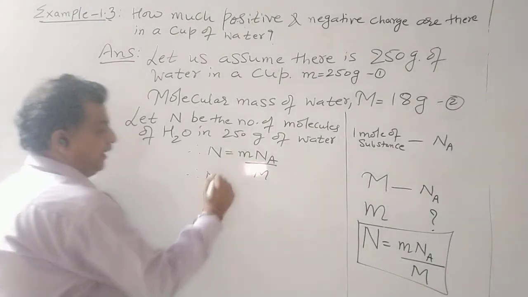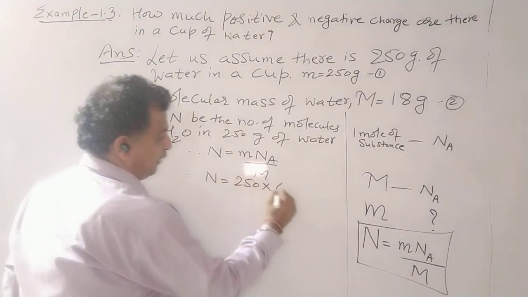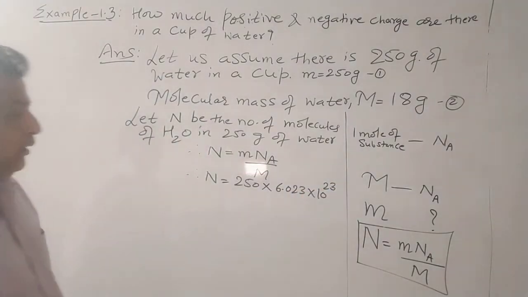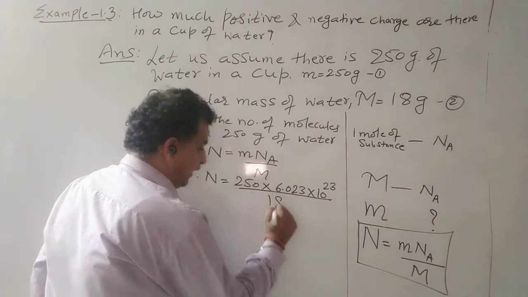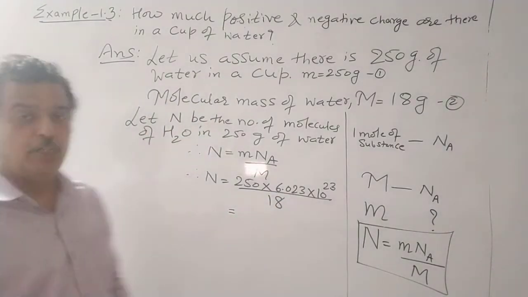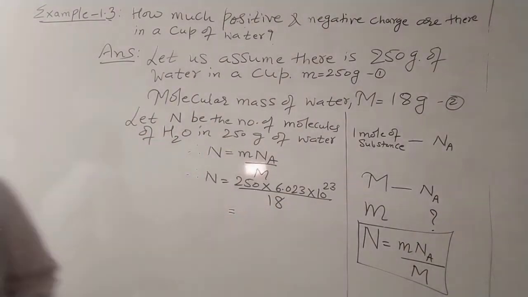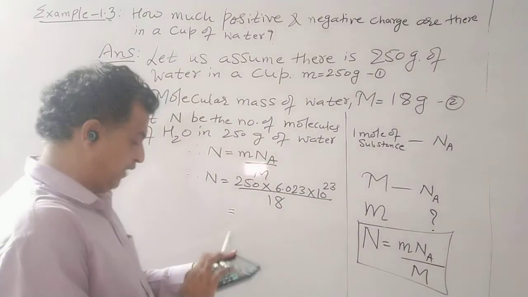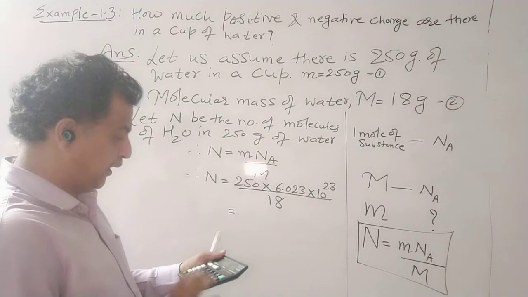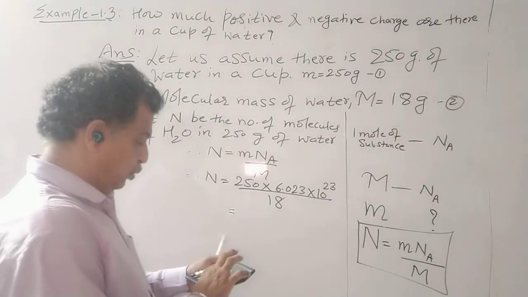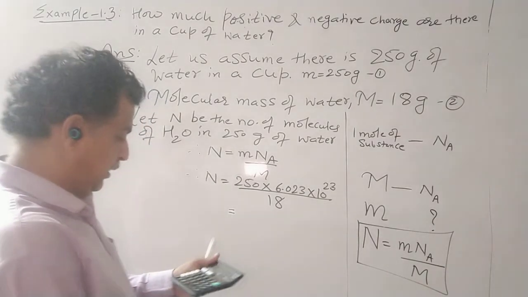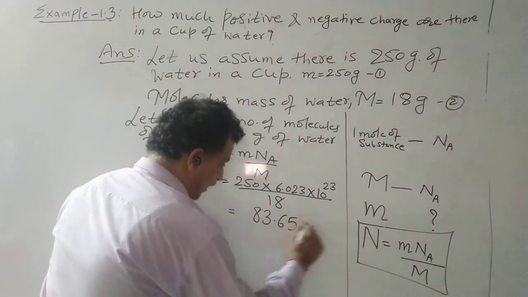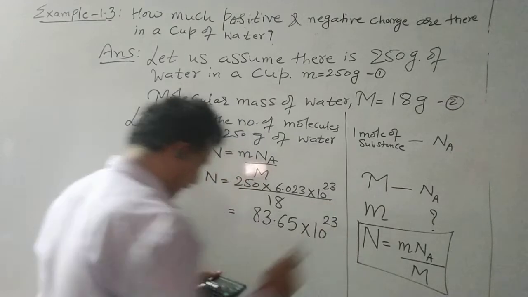Therefore, N is equal to 250 multiplied by 6.023 into 10 raised to 23, that is the Avogadro number, divided by 18. So this is the number of water molecules which we will find out. I am taking the help of a calculator: 250 into 6.023, divided by 18. So it comes out to be 83.65 into 10 raised to 23.